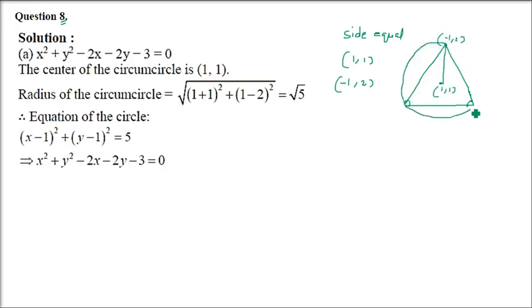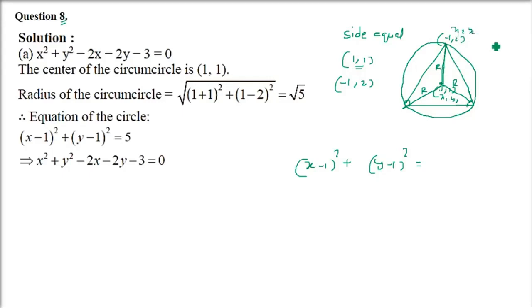So the circumcircle can be made like this. This is the radius, this also is the radius, this is a radius, and this one is also a radius. Since we have the center known, we can write it as x minus 1 whole square plus y minus 1 whole square equals r square. So we have to find the radius, and for the radius we'll apply the distance formula.